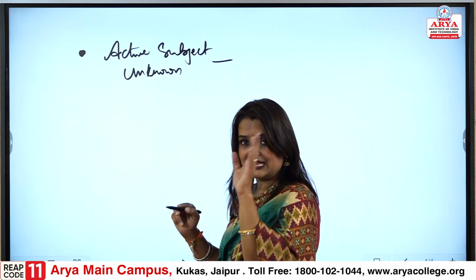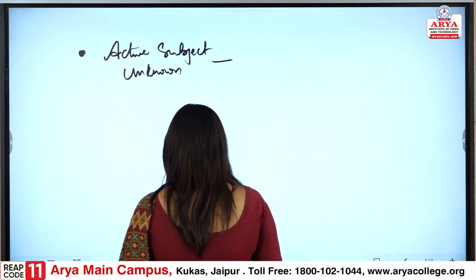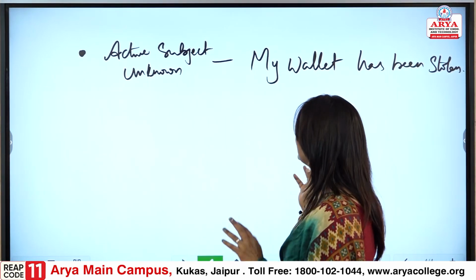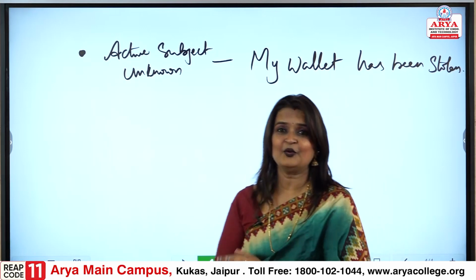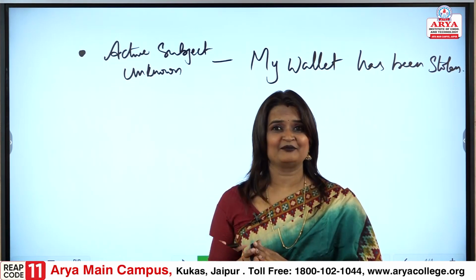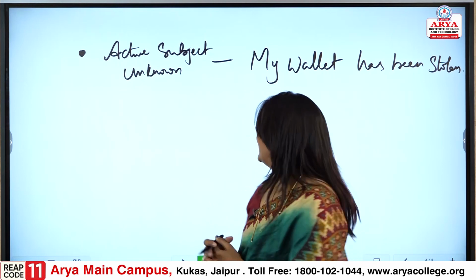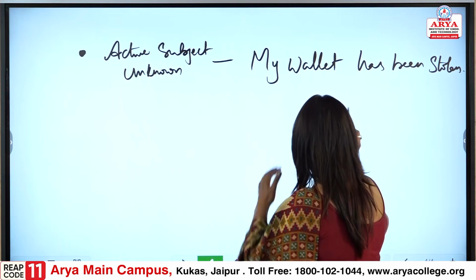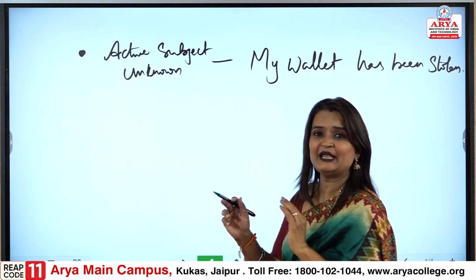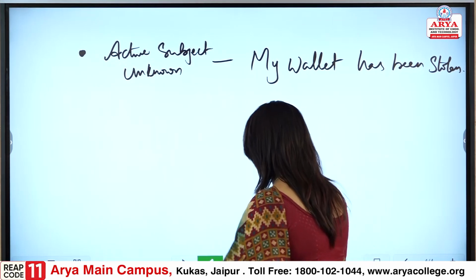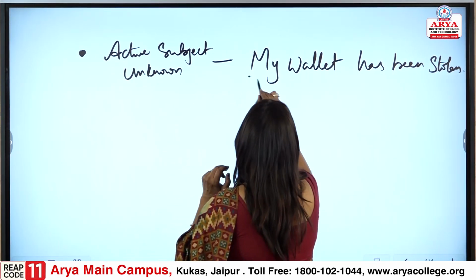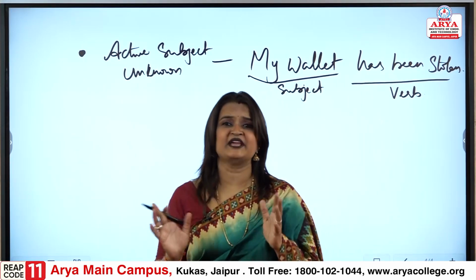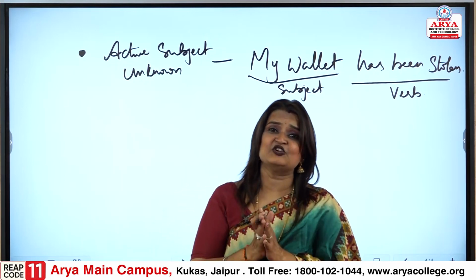In that case, let us understand: my wallet has been stolen. So, my wallet has been stolen, do you understand? Now, who is that "my"? Do not know. So, nothing is active. Who is speaking, what, nothing is known. My wallet is the subject and has been stolen is the verb, there is no object. Do we understand any sense of this?